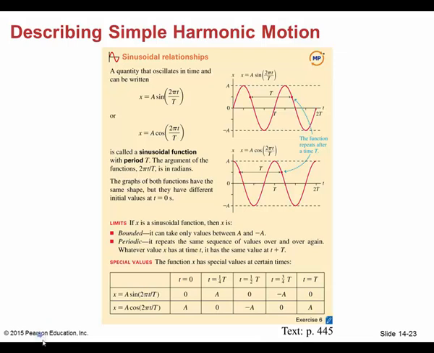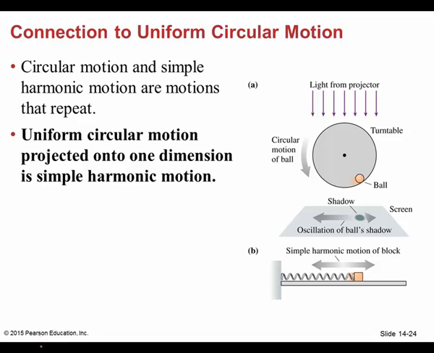So what about uniform circular motion? Well, believe it or not, uniform circular motion is also harmonic motion too. When it's in one dimension, it's simple harmonic motion. You mean to tell me an object on a turntable, or something going in a circle, is simple harmonic motion? Yeah, it sure can be.